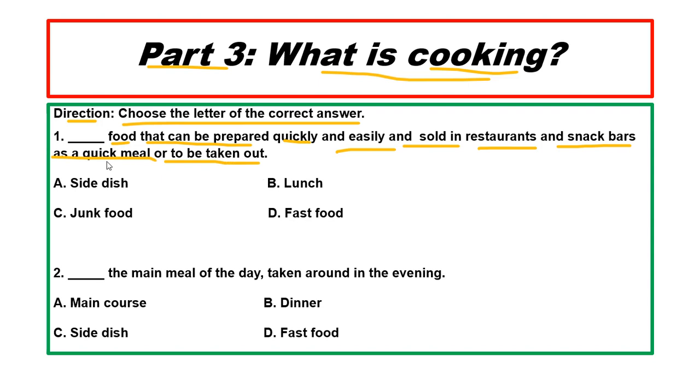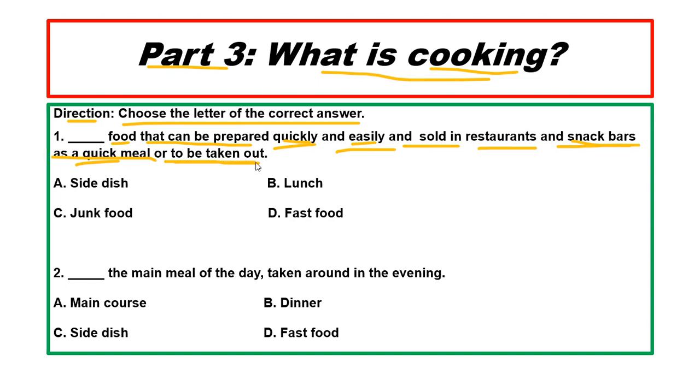Okay, so as a quick meal, from the word quick. What do you mean about quick and easy? When we say quick, that is fast, okay, so it's faster. Easy means not too hard to do. So it is sold in the restaurant or snack bars, that is the cafeteria, as a quick meal to be taken out. When we say taken out, you can bring it home.